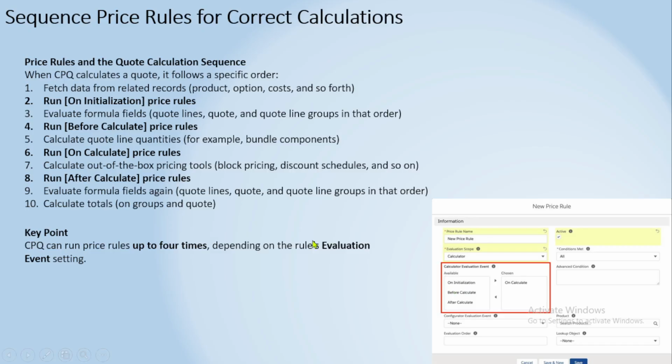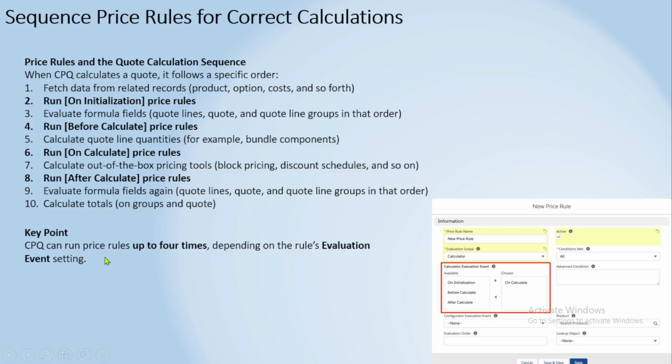And when we want to do some calculations before, like, I'm just giving you the example, evaluate formula fields, which will put the impact on the quote line quantities. So I want to evaluate formula fields on quote lines and on the quote line group in that order. We will select before calculate, on calculate, and after calculate. It means the different actions we can perform: which rules will execute first, then on calculate which rules will be calculated, and after calculate which price rules will be impacted.